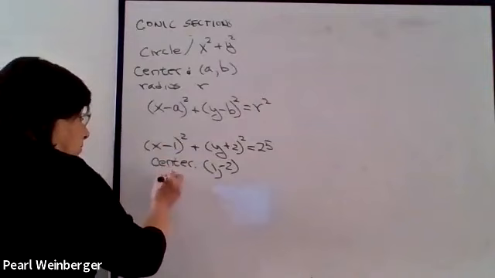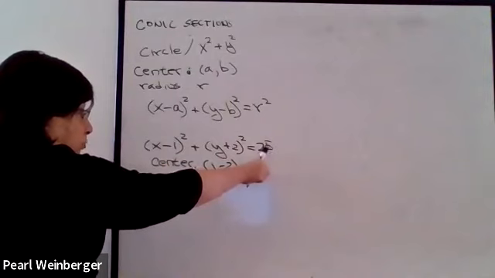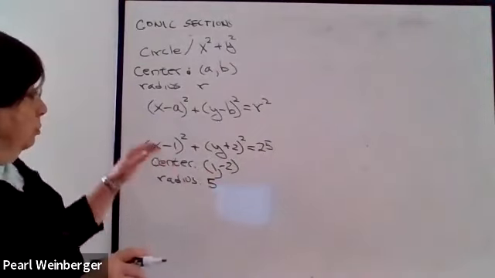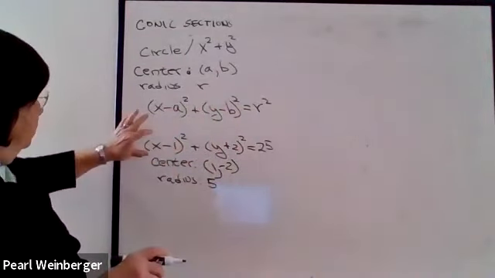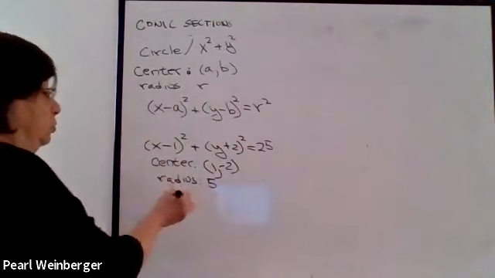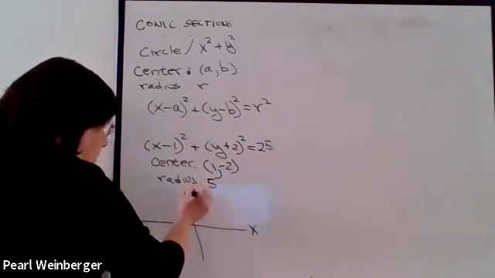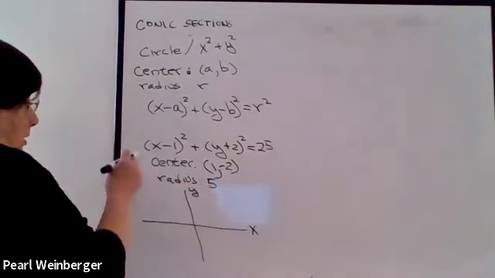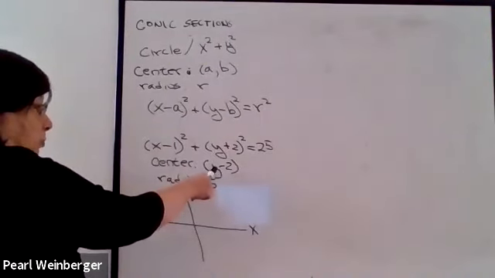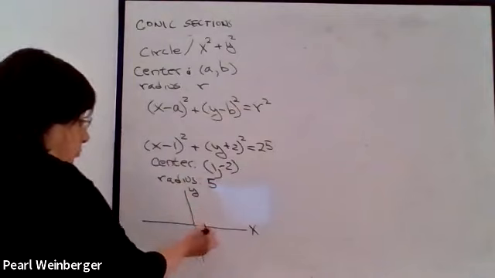And the radius, well, this is r squared. The radius squared is 25, so my radius has to be 5. Notice I can just look at the equation of the circle and tell what its center and what its radius is. So therefore, I can draw my circle. How do I draw the circle? I start out finding the center, 1, negative 2, which means 1 to the right and 2 down.